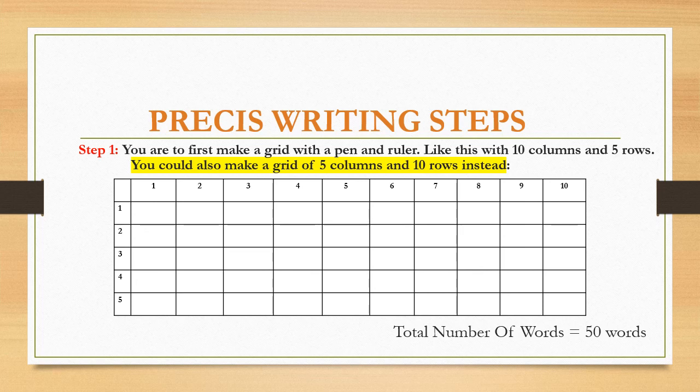And then at the bottom, you are to write the total number of words depending on the number of words that you have written. I've already told you that you can write between 48 to 50 words. Ideally, it should be 50 and not more than that. It could be 49 or 48 as well, but not less than that.